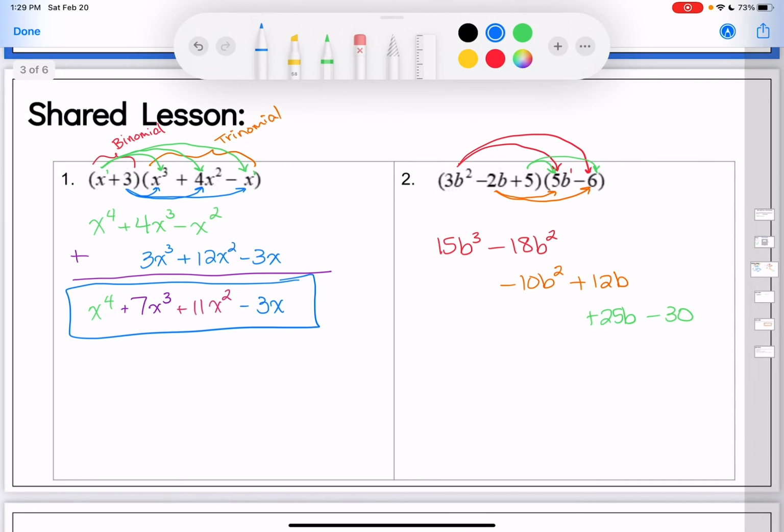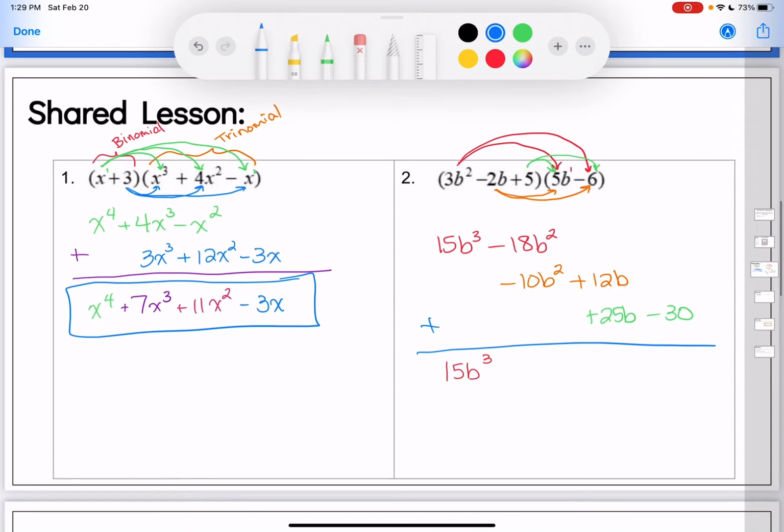So now I have distributed all three of my terms from my trinomial into both terms of my binomial. So now I just combine anything that is the same. So let's see, 15b to the third, nothing to combine with. I can combine my negative 18b squared and my negative 10b squared to give negative 28b squared. I can combine my 12b and my 25b to give me 37b. Nothing I can combine with my negative 30. So there is my polynomial.